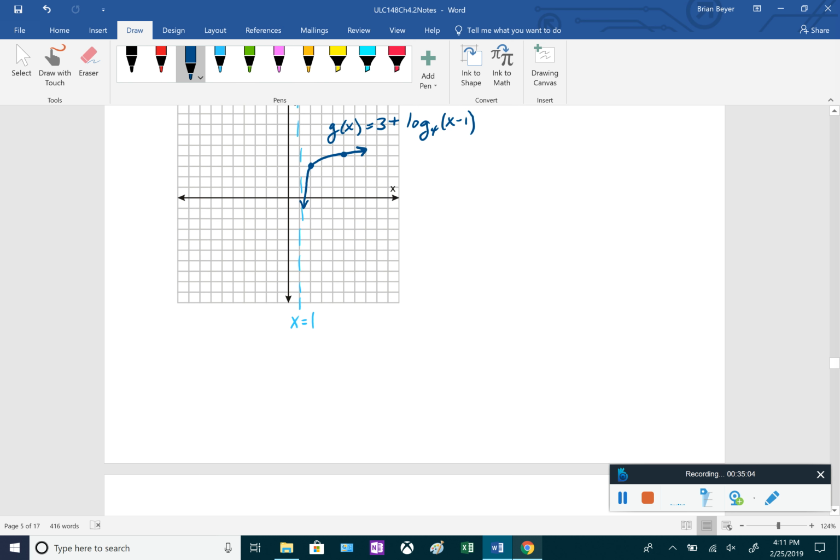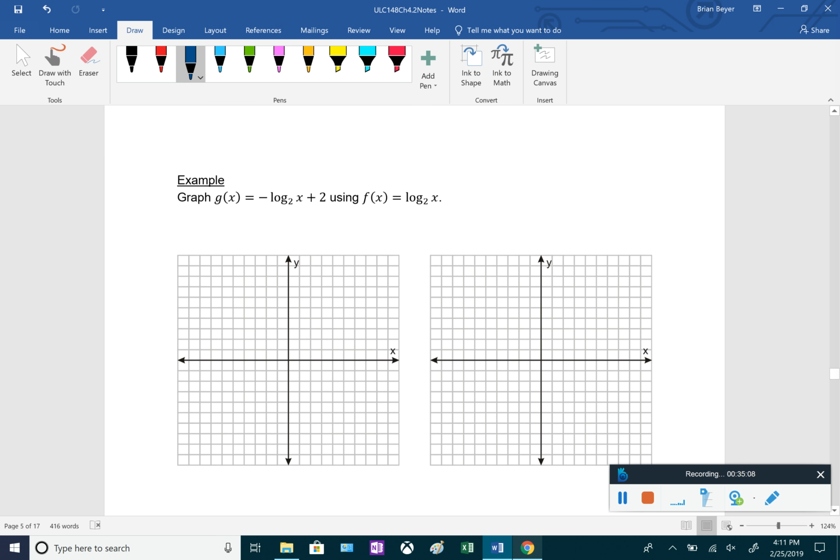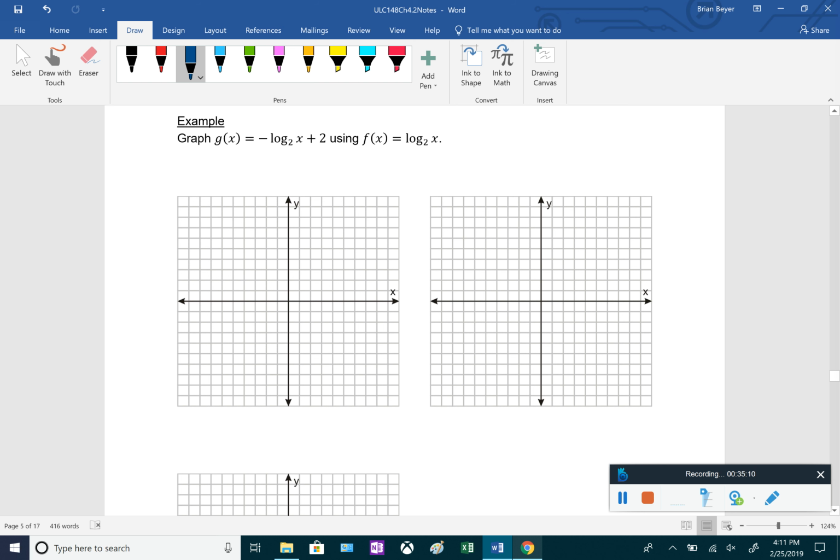Okay, so on to the next one here. We're going to graph g of x, which is negative log base 2 of x plus 2, using our basic function f of x equals log base 2 of x. So starting with that basic function, once again, we should know the shape.